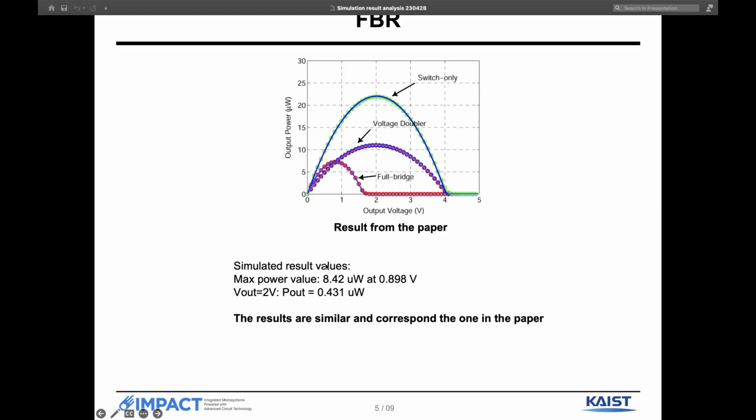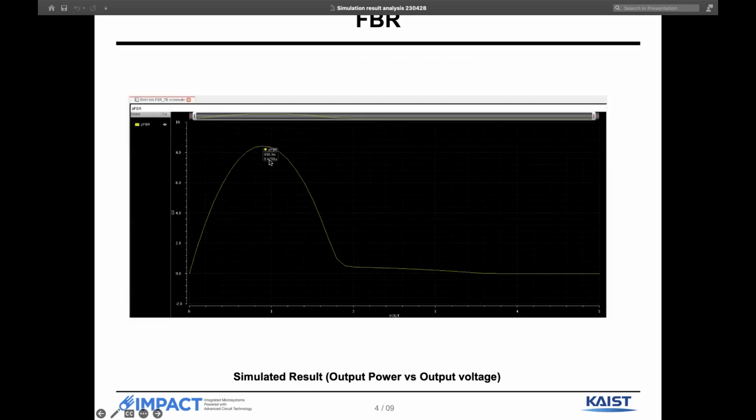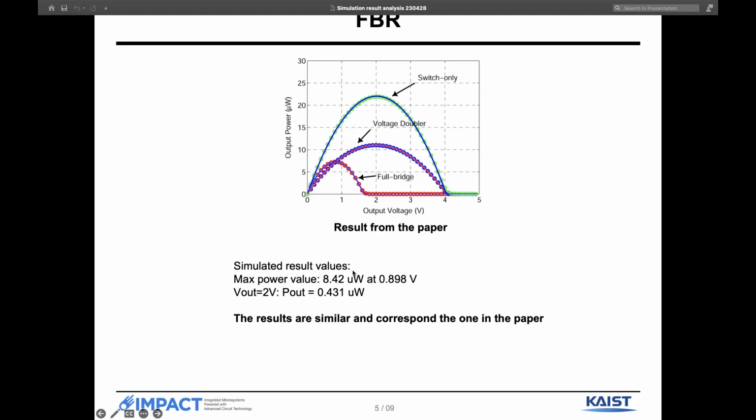So in the simulated result, if we look here, the maximum power is 8.42 microwatt, and we obtained that power at 898 millivolts. As we can see in the theoretical result for the full bridge rectifier, the maximum power is about 8, at about 0.8 or 0.9. So basically, the results from the paper and the simulation are the same for the full bridge rectifier.